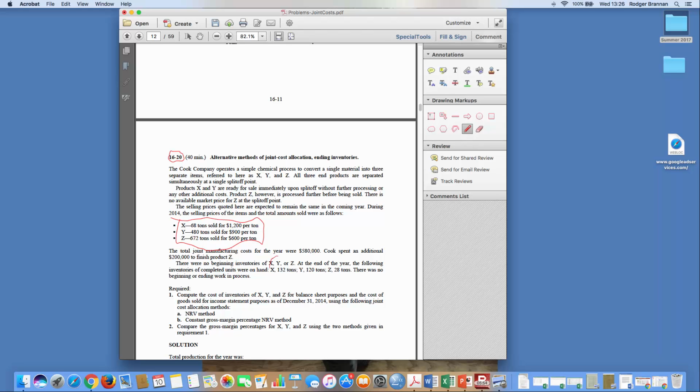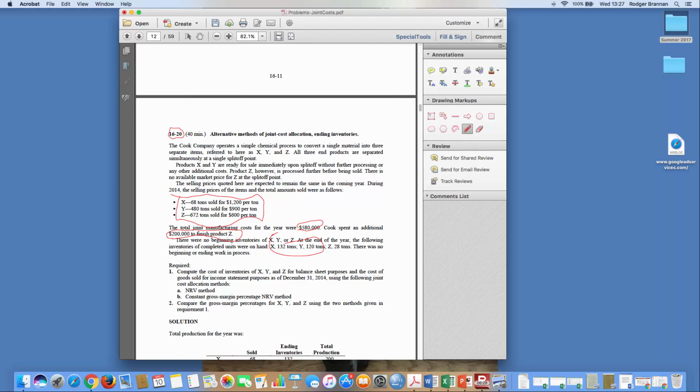And then you also have these ending inventory amounts here. The joint costs are 580,000, okay? And the separable cost, because you can't sell Z at the split-off point. It can only be processed further. That's why, in a strict sense, you can't use the sales value at split-off point method, because Z is not available to be sold. You absolutely have to incur that. So the more appropriate method would be net realizable value or the constant gross margin method.